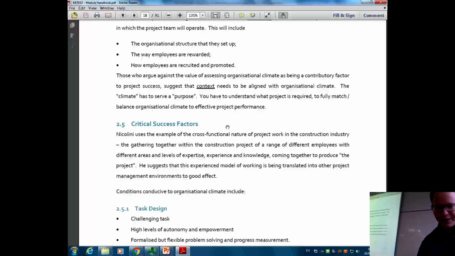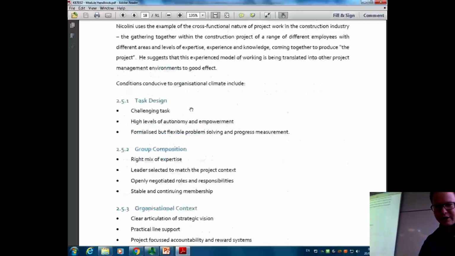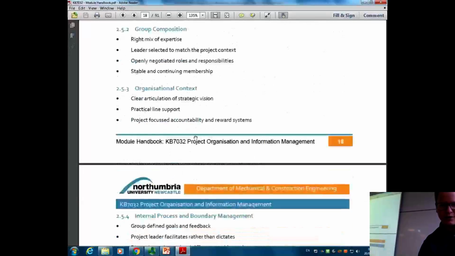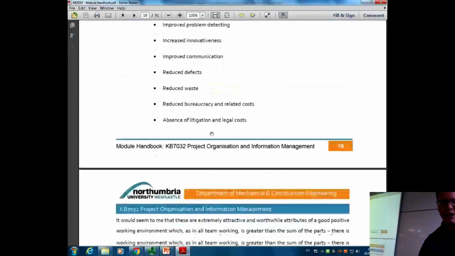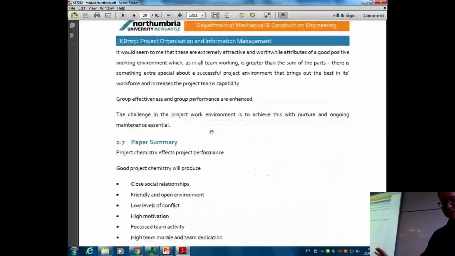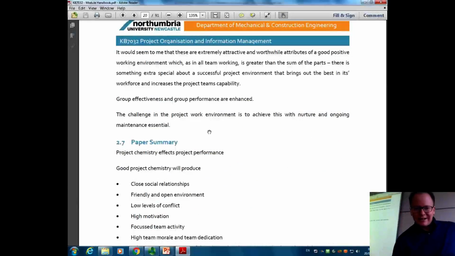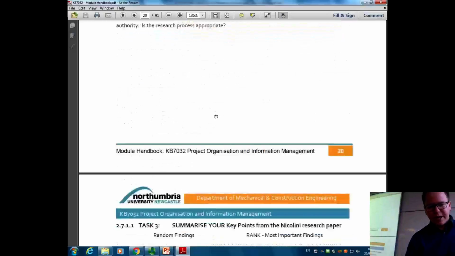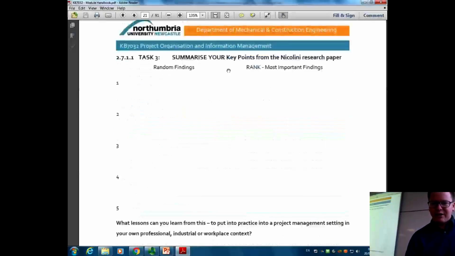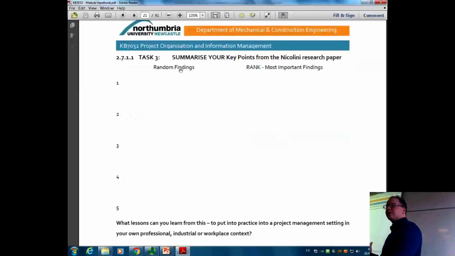You will see they break it down into task design, group composition. So I've done the analysis for you. Go through it once and see if you see the dimensions. I have also a paper summary and the actual contribution. So you may want to read it first and try to do the exercise to see if you arrive at similar conclusions. If you do, then it's very good. If not, come to me and challenge me.